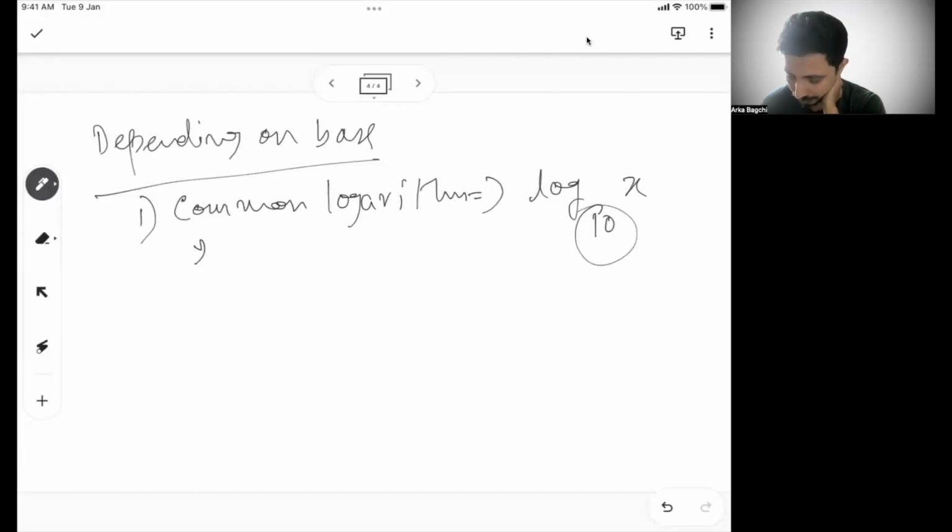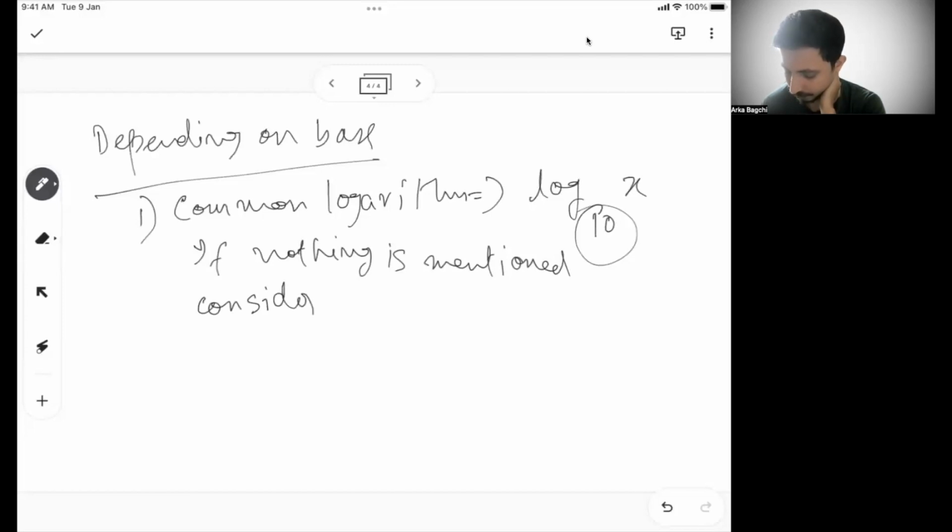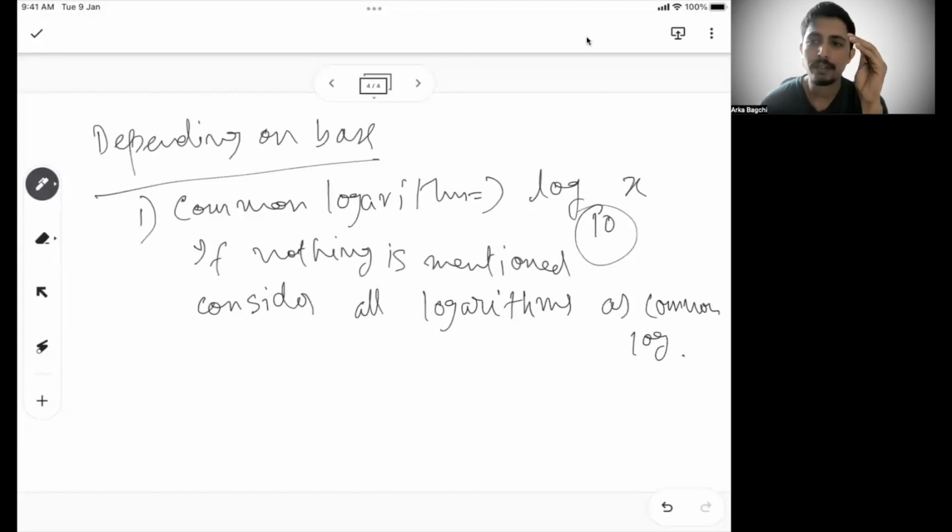So if nothing is mentioned, consider all logarithms as common logarithm. So if nothing is mentioned in a problem, you normally do common logarithm with base of 10, right? And the other logarithm is natural logarithm.